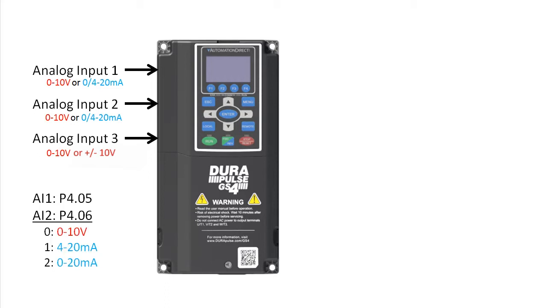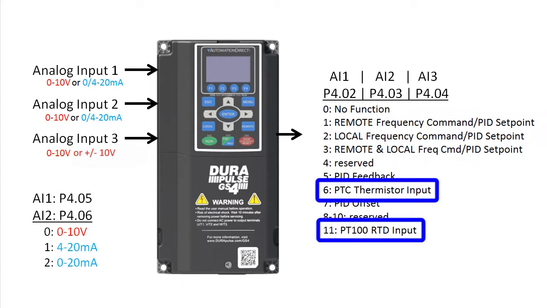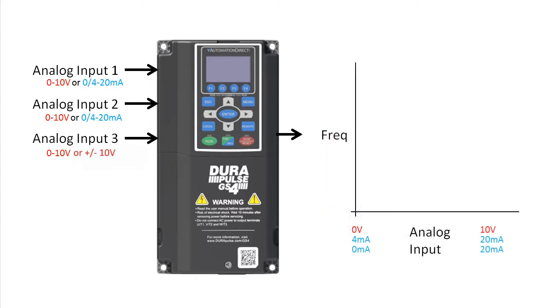The cool thing about these analog inputs is any of them can be used for any of these functions. You can use them to control the frequency of the drive, as a PID set point, feedback, or offset, or even use them to monitor the temperature of the drive and automatically generate warnings or faults. So all of that means you can use the default mode, where the analog input controls the drive frequency linearly from 0 to 60 Hz from any of these analog input types.